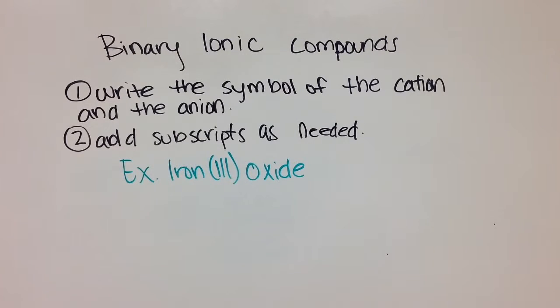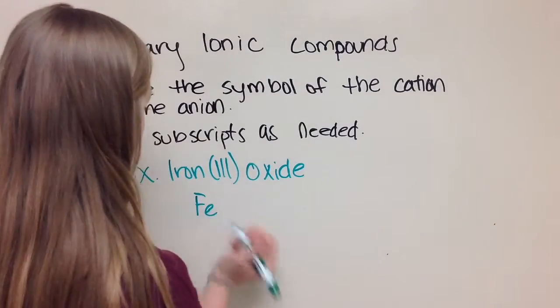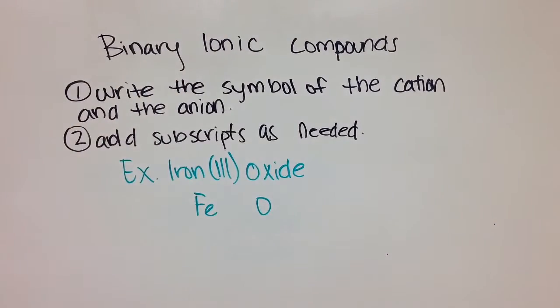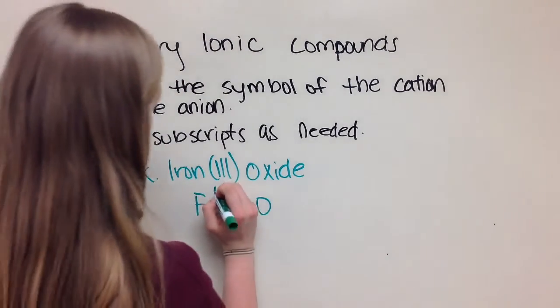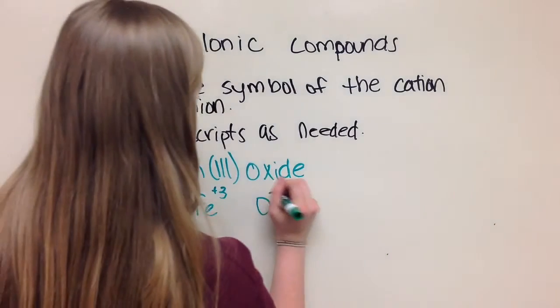Alright, now another example. This one's a little bit more challenging, but just start with writing the symbols. So the symbol for iron is Fe, and the symbol for oxide is just O. Now, since you have iron 3, you know the charge for Fe is just plus 3, and the charge for oxide, which can be found on the periodic table, is minus 2.